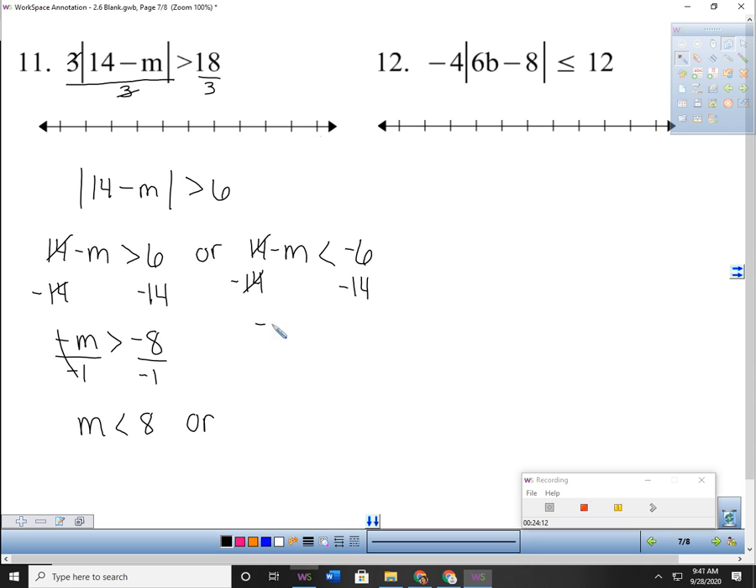That gives you negative m is less than negative 20. Still got to divide by the negative and flip, right? So m is greater than 20. So this is m is less than 8. So I know I'm not to be 8, and I probably don't have enough.